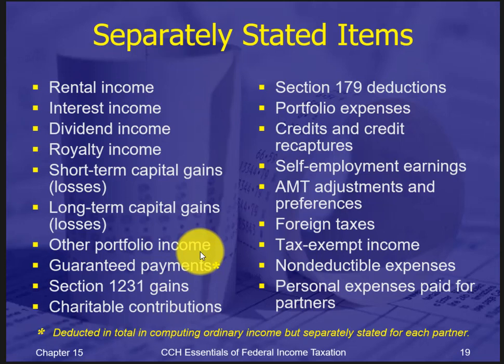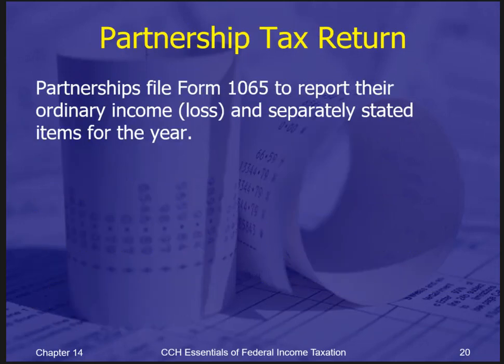Meaning one partner could get more of a benefit than the other, based on their tax bracket or that sort of thing. That's why these are separately stated. So we use a 1065 to report ordinary income and separately stated items. And the partnership tax return is set up so that you can see first the ordinary income and then the separately stated items.